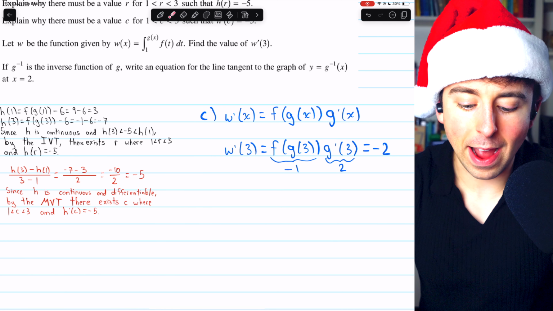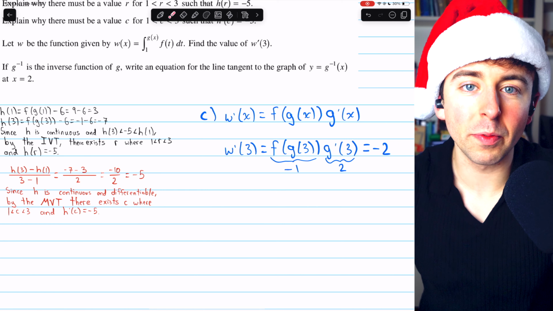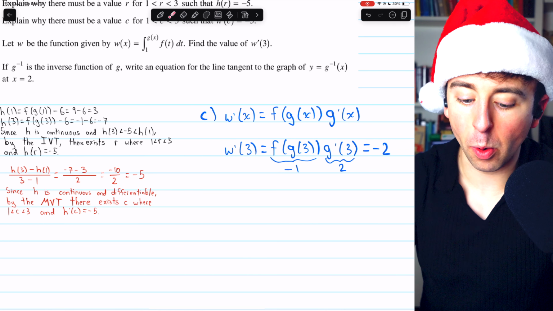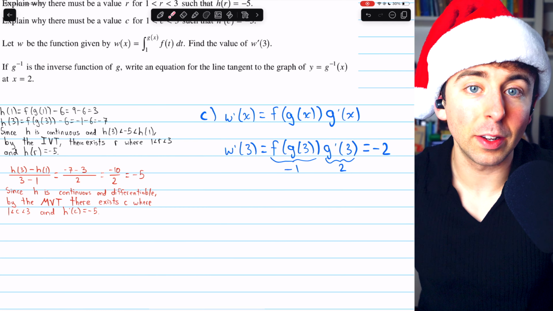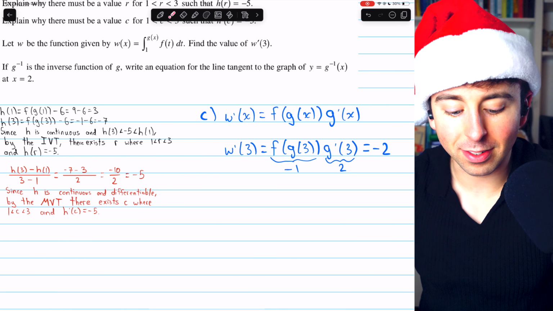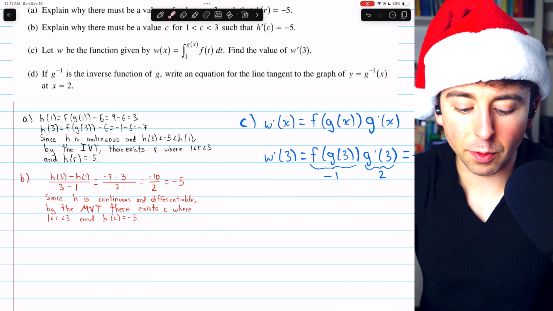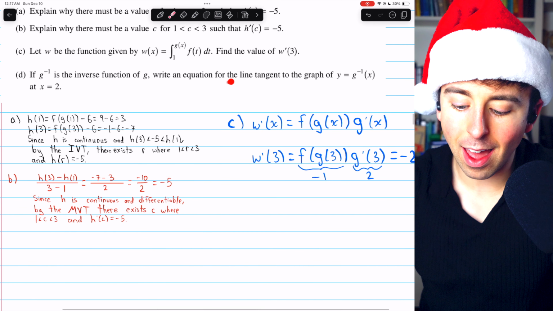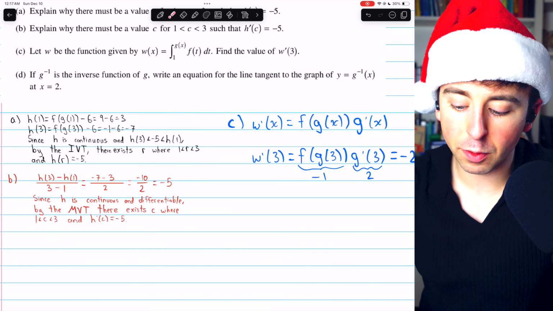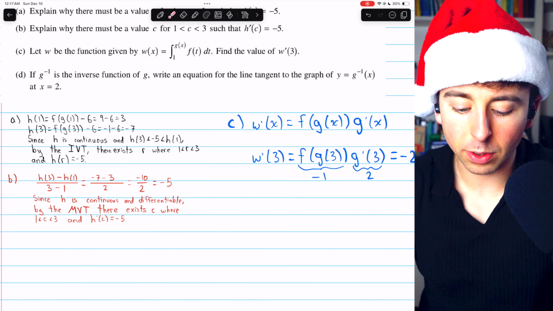Remember that the lower bound of this integral would just yield a constant, which is why taking the derivative makes that part totally go away, but this function in the upper bound does have an impact on the rate of change. So that's part C. Finally, the final part is part D. If g inverse is the inverse function of g, write an equation for the line tangent to the graph of y equals g inverse of x at x equals 2.